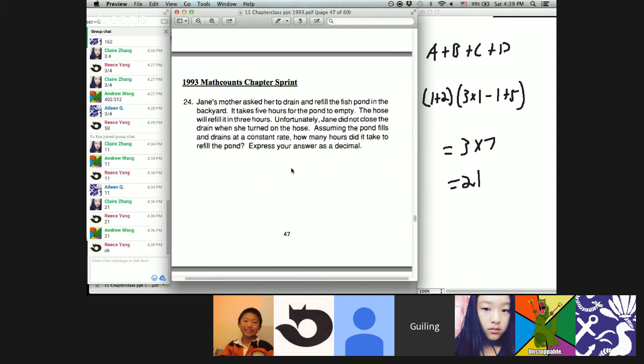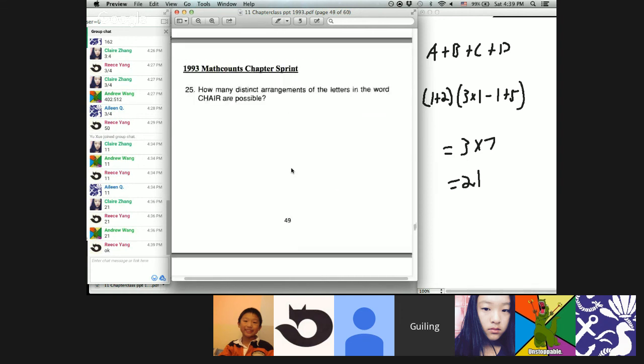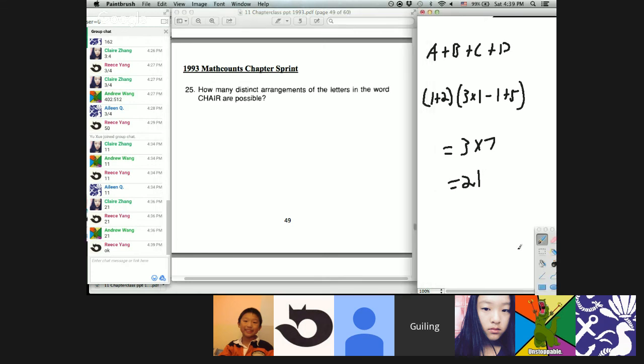Okay, let's try this problem. Actually, let's skip this. Okay, how many distinct arrangements of the letters in the word CHAIR are possible?